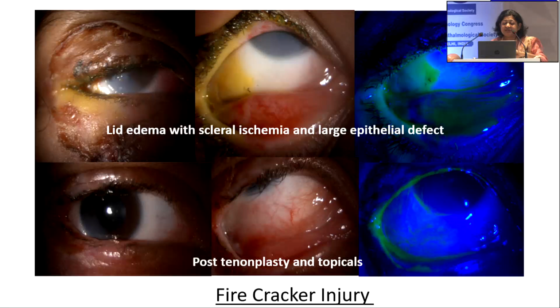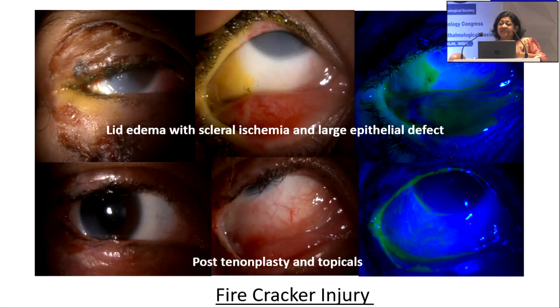Firecracker injury is again something which is very commonly seen in the acute stage. The child presents to us with lid edema, scleral ischemia, and with or without large epithelial defects. The initial stage examination becomes difficult because of the lid edema. Placing the speculum becomes difficult, so sometimes lid sutures might be required to aid in proper exposure.